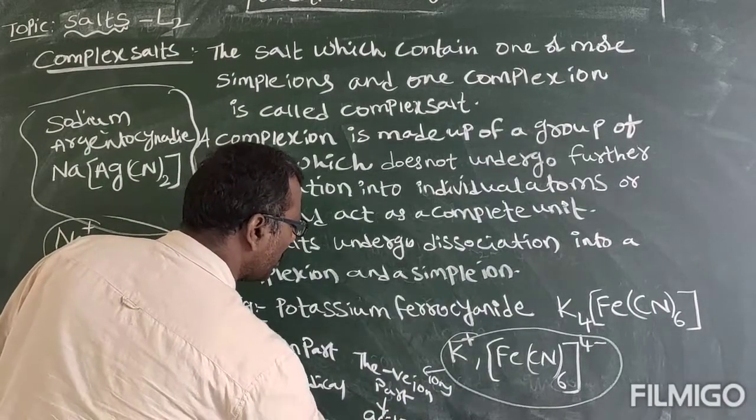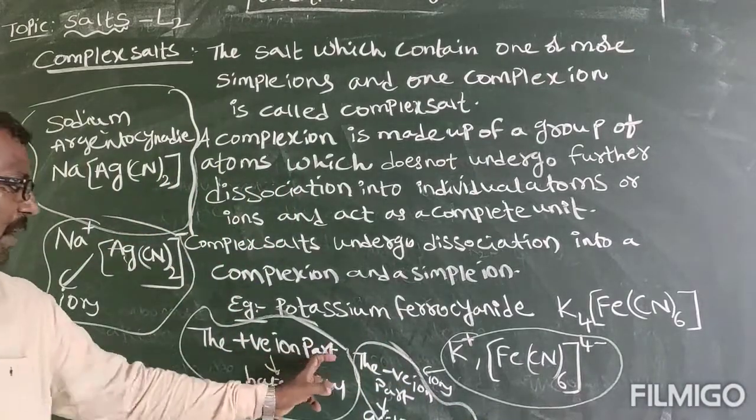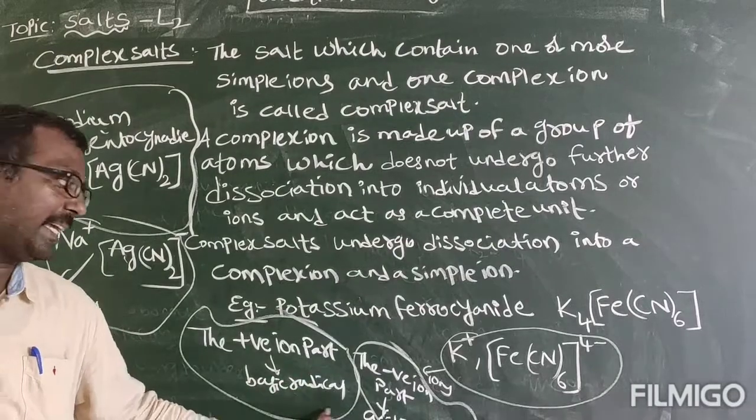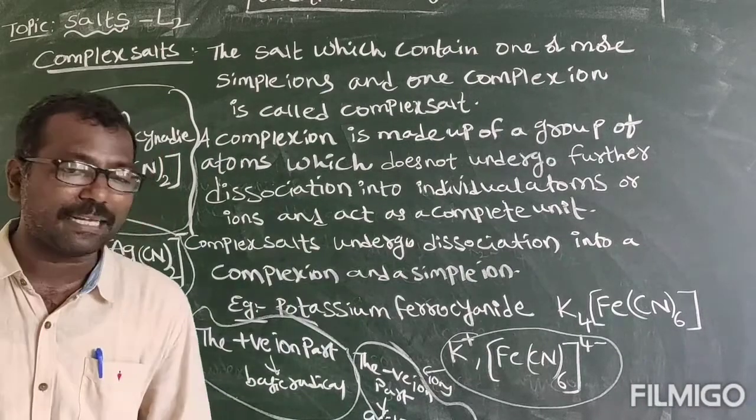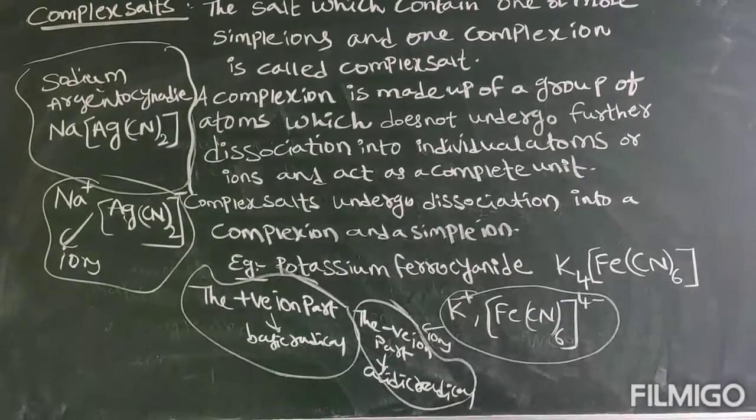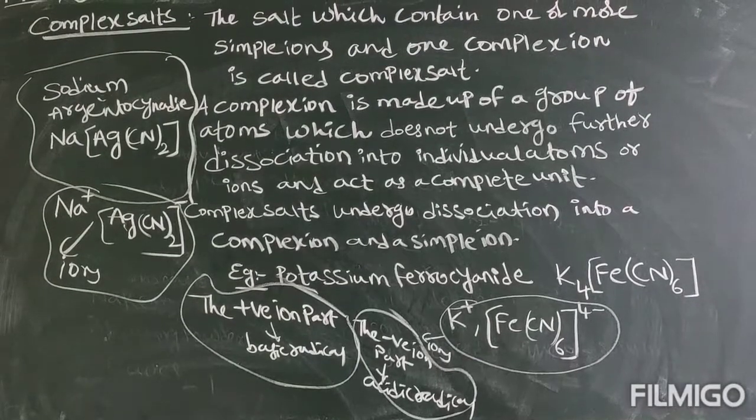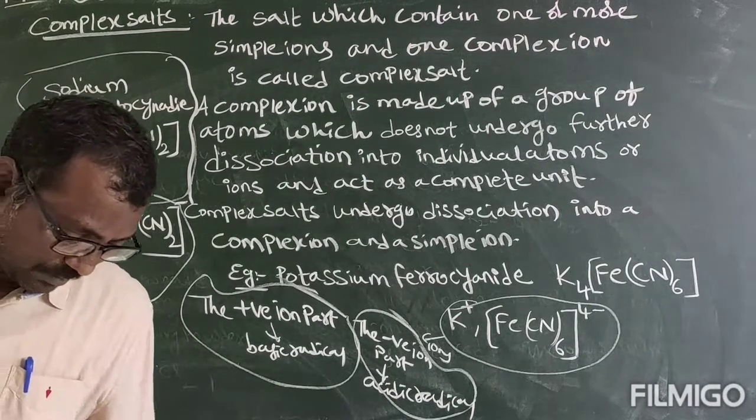Okay, these two are also important points. The positive ion part in a salt is called the basic radical, and the negative ion part in the salt is called the acidic radical. So this is all about salts. Complete details regarding salts.